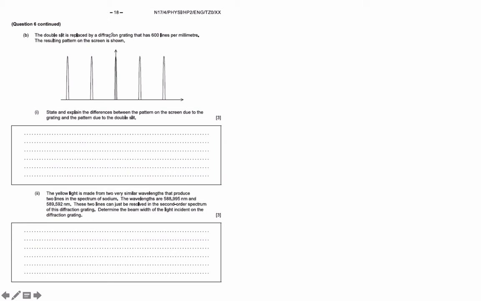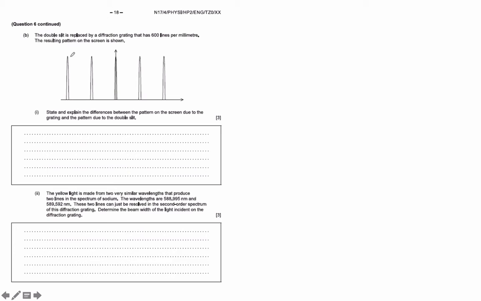The double slit is replaced by a diffraction grating that has 600 lines per millimeter, or 6,000 lines per centimeter, which is fairly typical. The resulting pattern on the screen is shown. Satan explained the differences between the pattern on the screen due to the grating and the pattern due to the double slit.